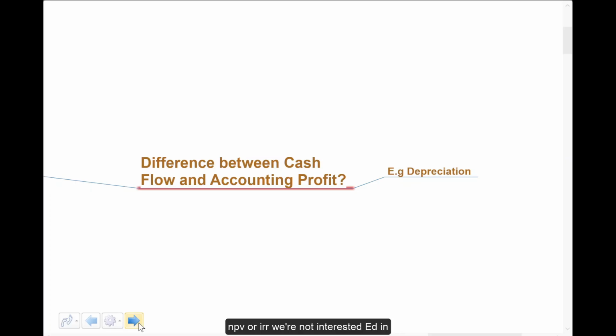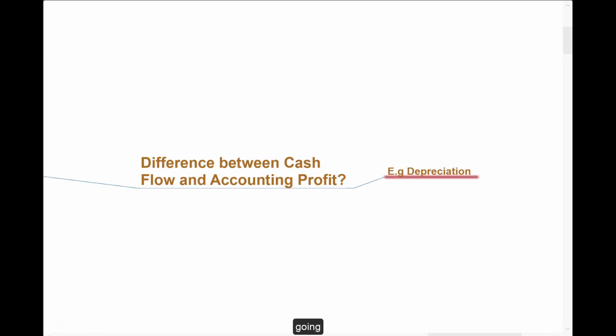Broadly speaking, when we think about investment appraisal, particularly the go-to techniques, so net present value NPV or IRR, we're not interested in accounting profit. We're interested in inflows, money coming into us, let's say in the form of sales or revenue, and outflows, expenses, setup costs, etc. So let's be careful about non-cash items that have nothing to do with cash coming in or indeed cash going out.